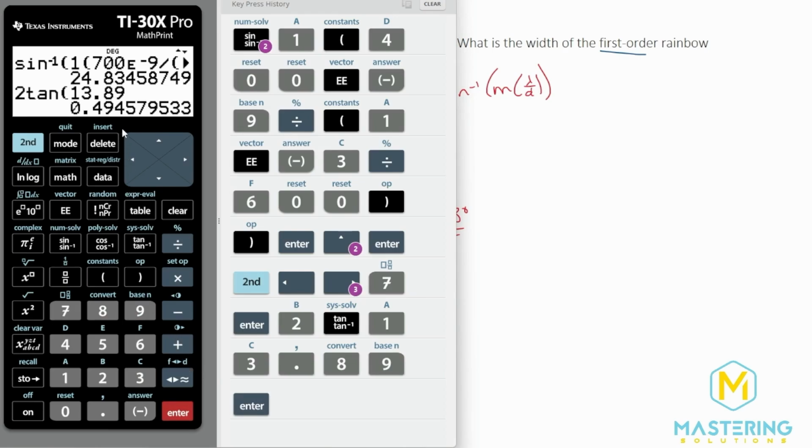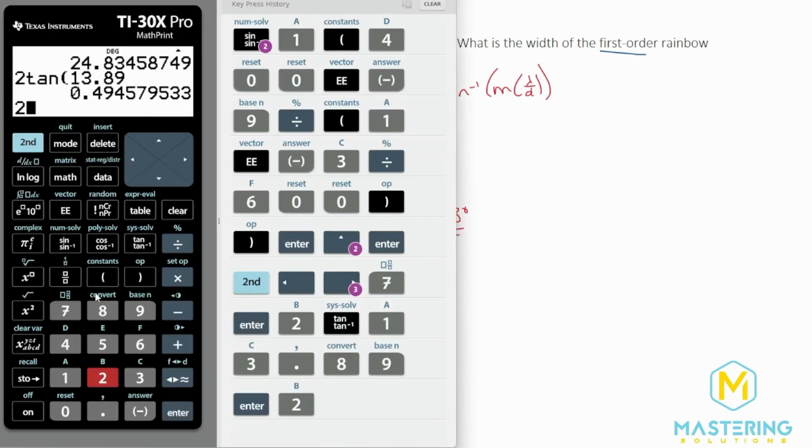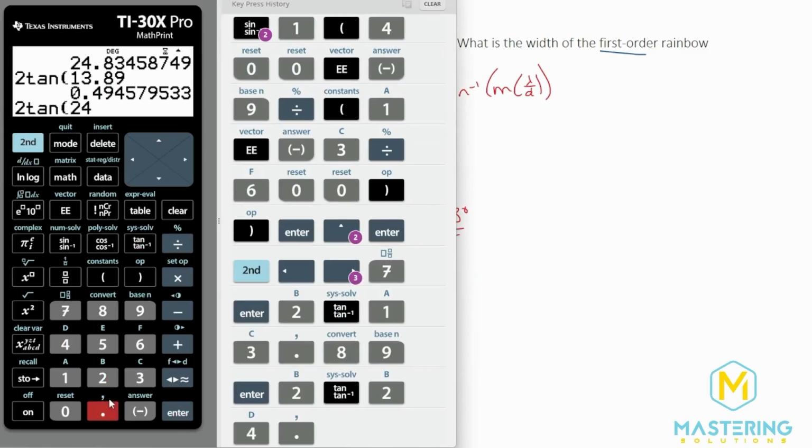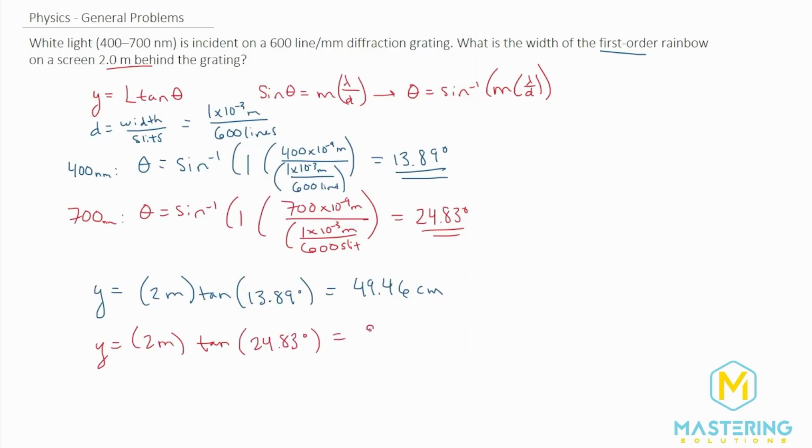So we have 2 times the tangent of 13.89, and that's meters. Let's do it in centimeters. So 49.46 centimeters for the blue. And then for the red, we have 2 times the tangent of that angle, 24.83. So we have 92.54 centimeters. So now this is the distance from the central max out to the blue fringe and the central max out to the red fringe.